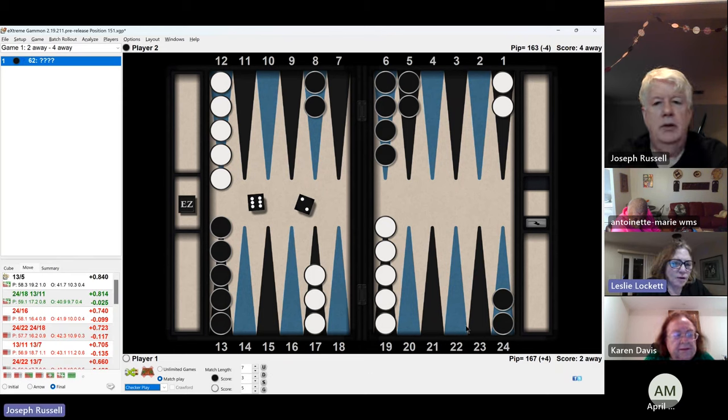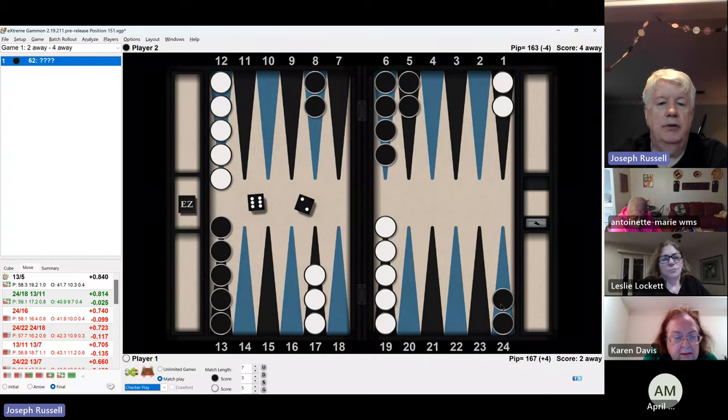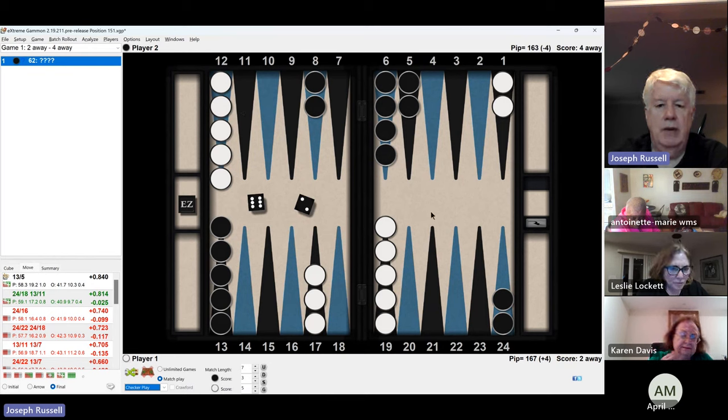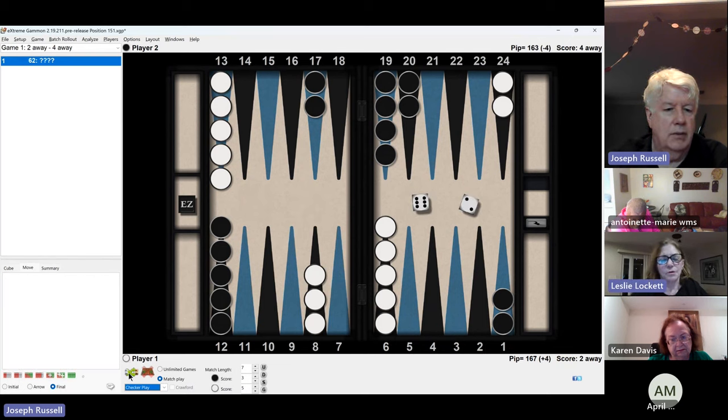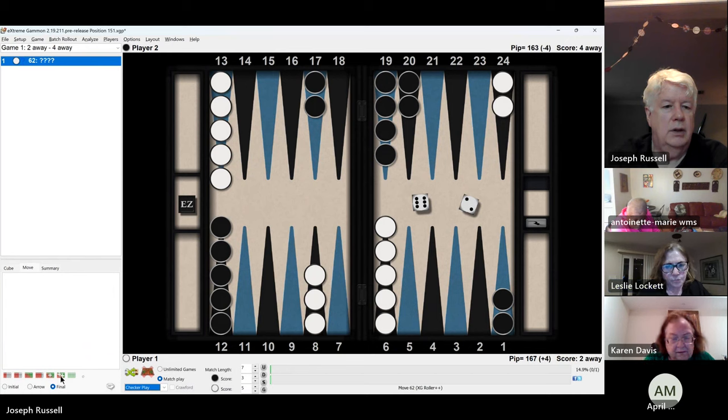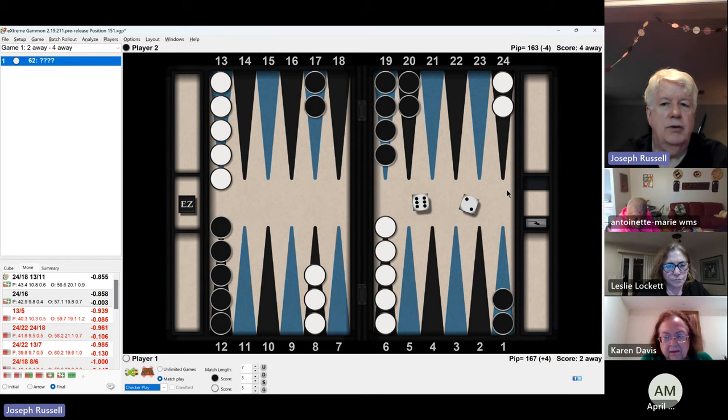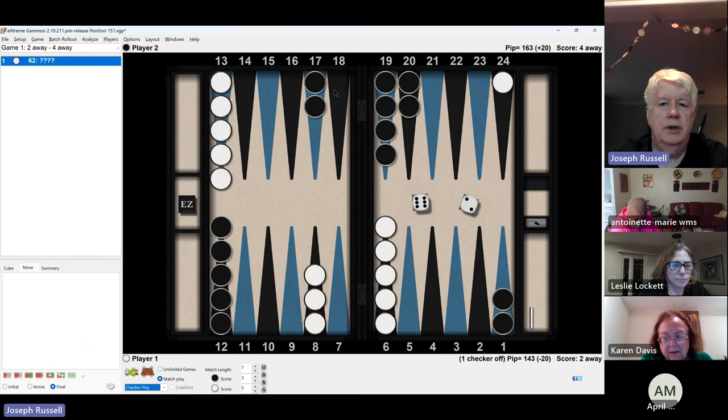Is it white on roll right now? So this is Black rolling a 6-2, and then white's going to be on roll. I'm sorry, I was thinking of white rolling a 6-2 after Black had rolled the 3-1. Right. White rolls a 6-2. The normal play is 24-18, 13-11.